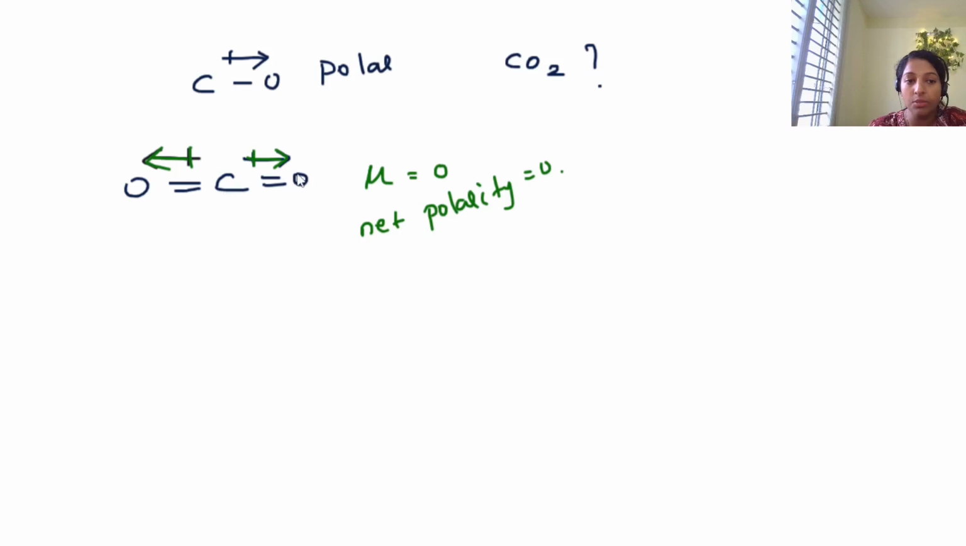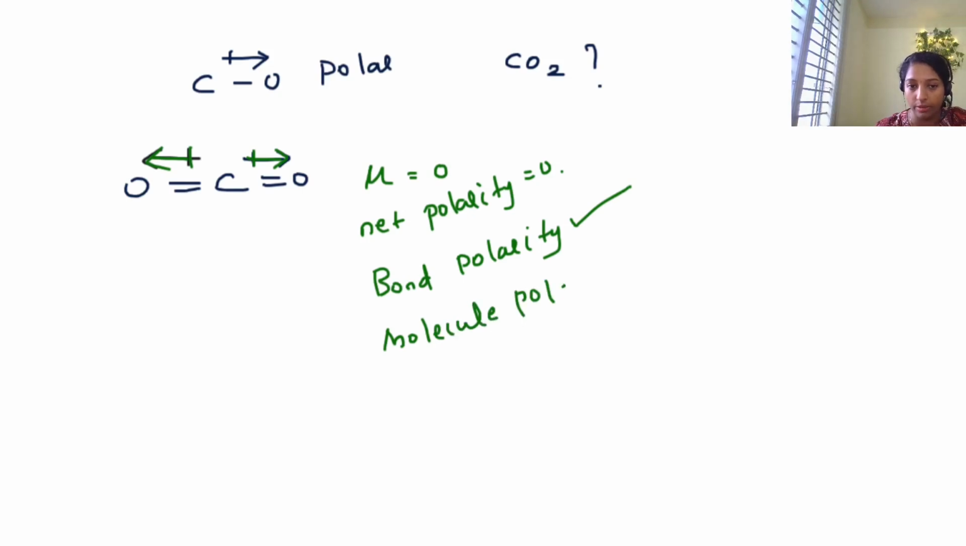Okay. So even though it contains polar bonds, that doesn't mean the molecule as a whole is polar. There are two things, bond polarity as well as molecular polarity. Here bond polarity is there, but molecular polarity, for the molecule as a whole, is not there. Now let's see, what about SO2?